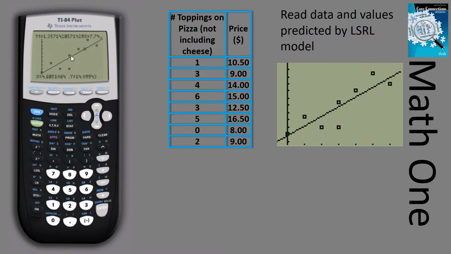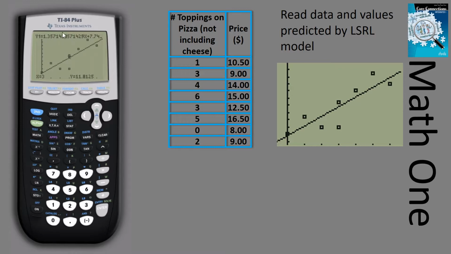I know that this point was a 3-topping pizza that cost $9. And I can see up here there's a value, the predicted value that this pizza should cost. And up above it, there's another pizza that had 3 toppings and cost $12.50. What you can do is ask your calculator, for example, if a pizza had 3 toppings, tell me what the model predicts it would cost. If I enter 3 and press enter, it jumps right to the spot on the model where X is 3, and you can see $11.81 is what the model's predicting at that point.